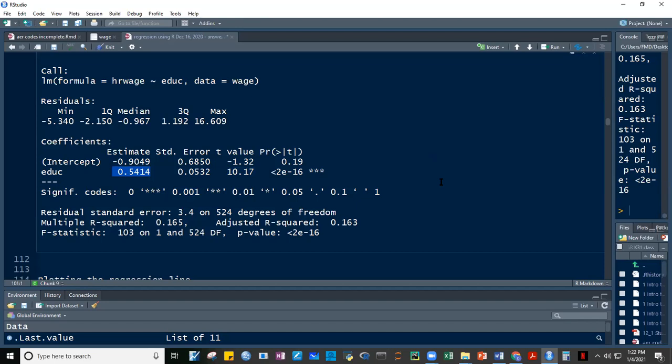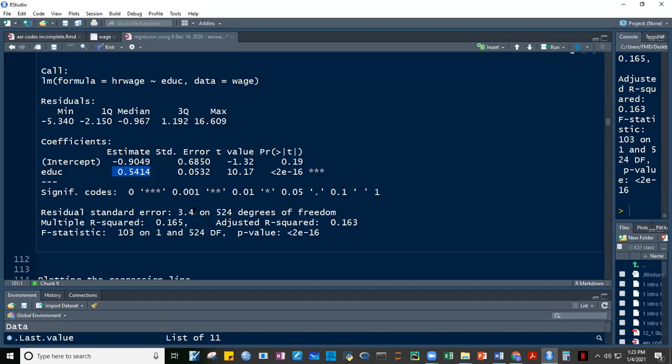No? Ibig sabihin yan, for every what? $1 change in, sorry, mali yung kanina, no? For every one unit change in your regressor, education. So for every 1 year increase in education, there's a corresponding $0.54 change in your hourly wage. And is it significant? Yes, it's significant.